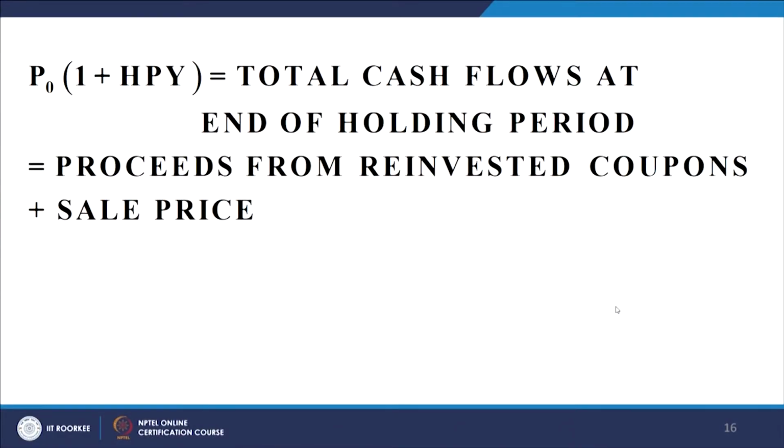Now, this is the formula for the holding period yield, not annualized, the per se holding period yield. P0 is the market price, the entry price at which you made the investment, into 1 plus HPY, that is the holding period yield, is equal to the total cash flows. Now, what will be the total cash flows? The total proceeds of the reinvested coupons plus the price at which you exit the investment, the selling price of the investment.